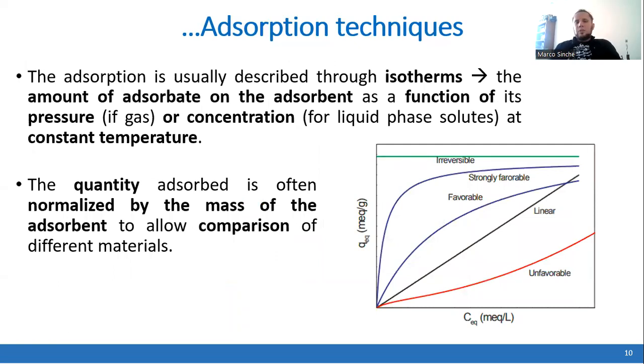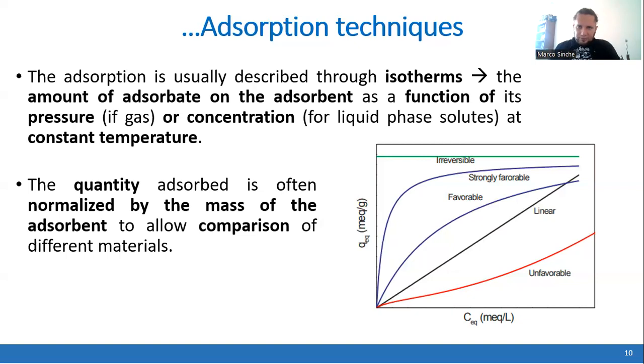This phenomenon is commonly described with the use of graphs that are called isotherms. These are built with experiments in which the amount of the adsorbate that is fixed on the adsorbent, due to a pressure of gas or the contact with a liquid with a determined concentration of a solid, is measured at constant temperature. That is why they are called isotherms, because the temperature remains constant.